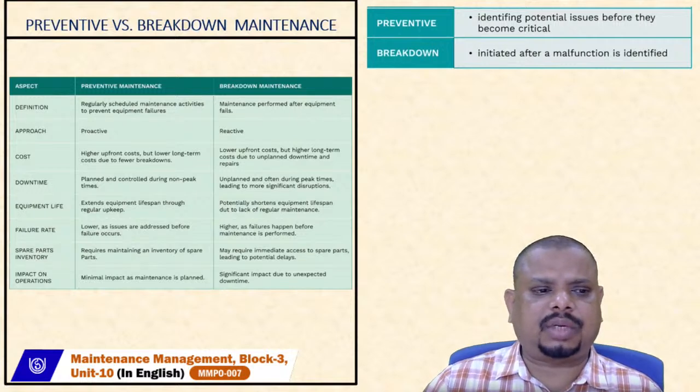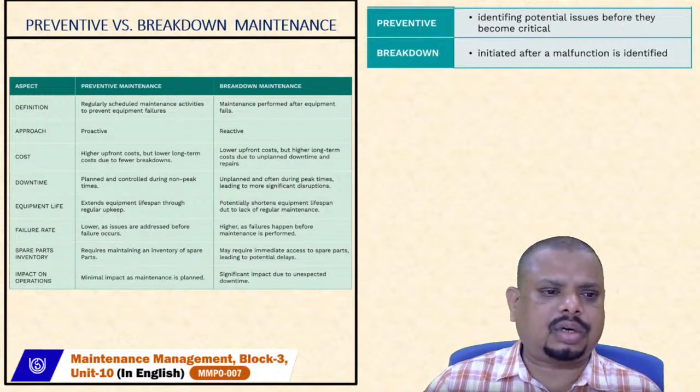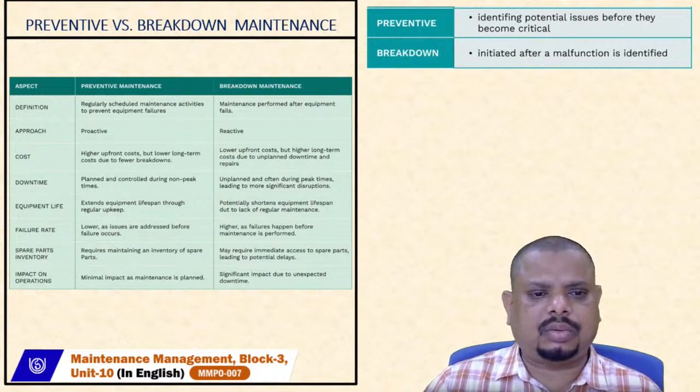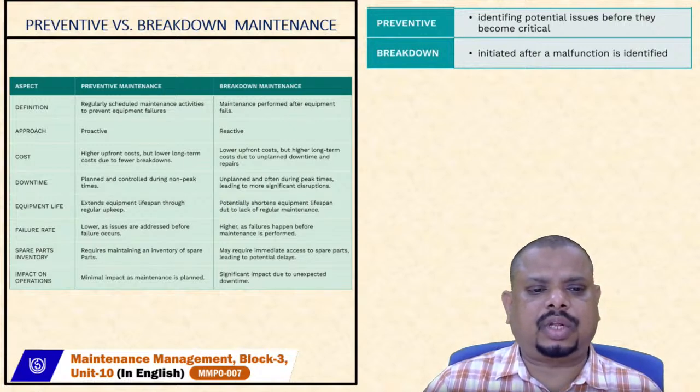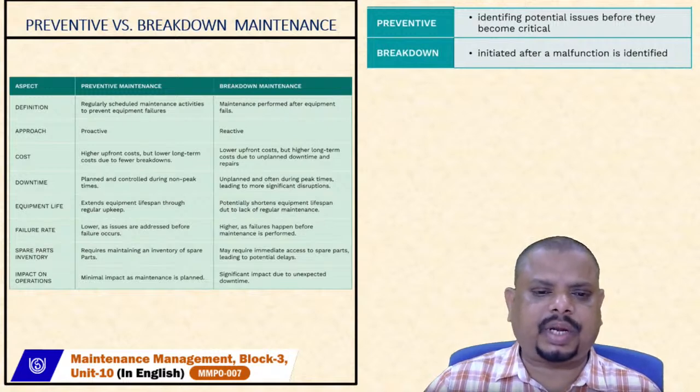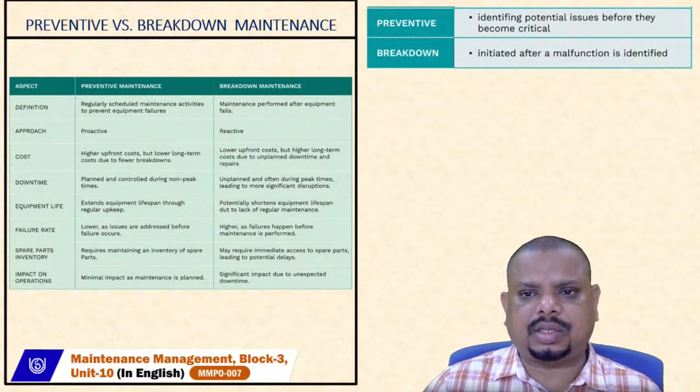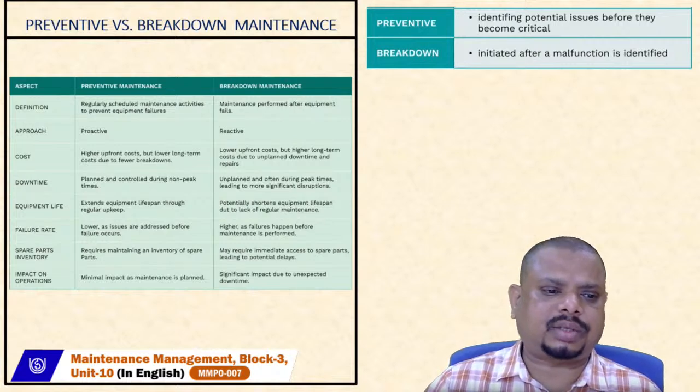The next aspect we have is cost. Preventive maintenance has a higher upfront cost but a lower long-term cost due to fewer breakdowns. But in case of breakdown maintenance, there is a lower upfront cost but a higher long-term cost due to unplanned downtime and repairs. The next aspect is downtime. In preventive maintenance, downtime is planned and controlled during off-peak times, and in breakdown maintenance it is unplanned and occurs during peak times, leading to more significant disruption or errors in production.